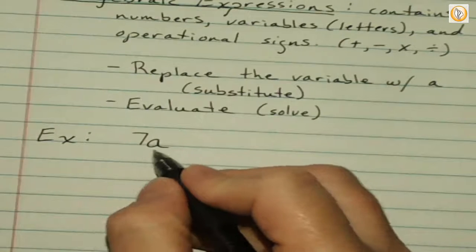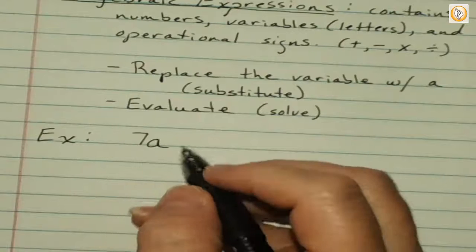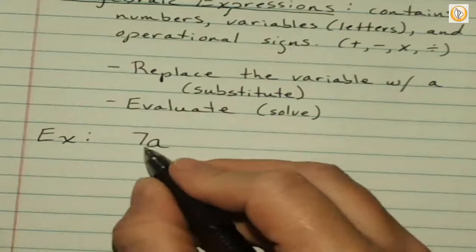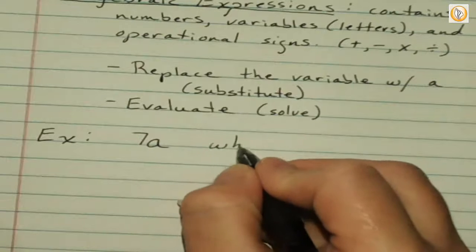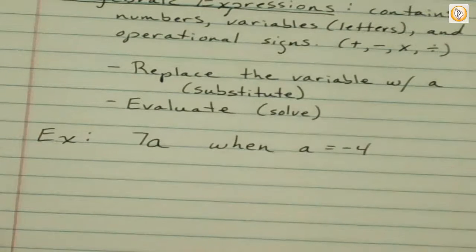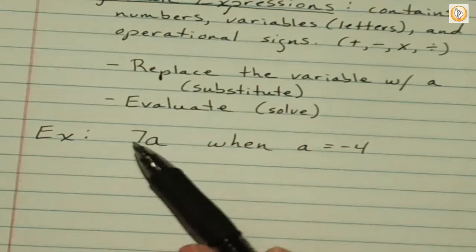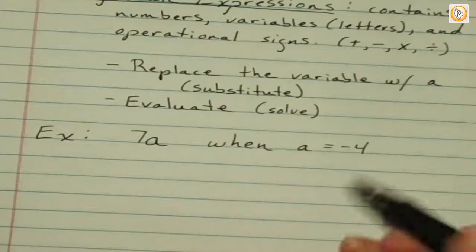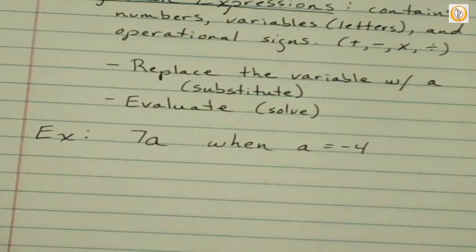7A. So what does this mean? If they're right next to each other, what operation? Multiplication. So they want you to solve 7A when A equals -4. They're telling you, I want you to solve this problem, but we're going to go ahead and tell you what A is. A is -4.